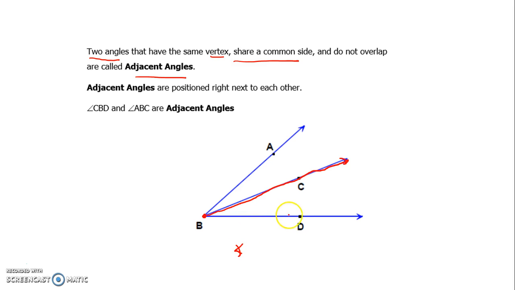So angle CBD, that angle there, and angle ABC, this angle right here, are adjacent. And the only thing we know about them is that they share a common side. They physically are touching one another. Those are adjacent angles. All right.